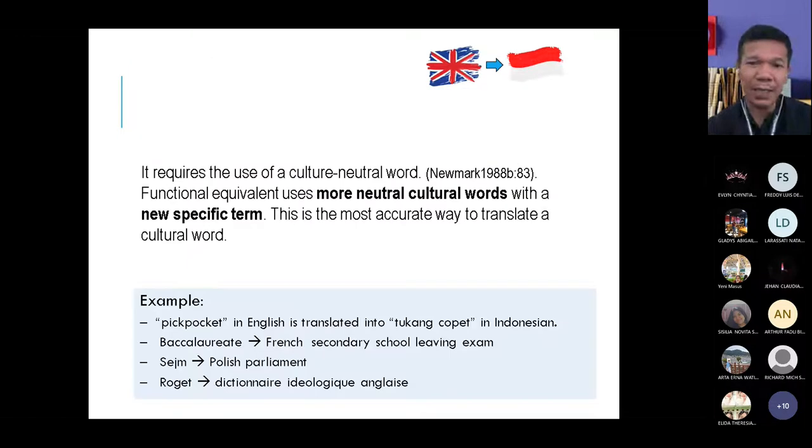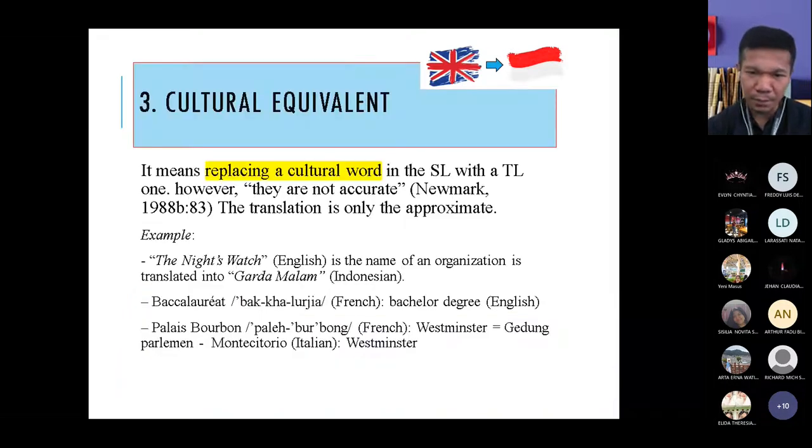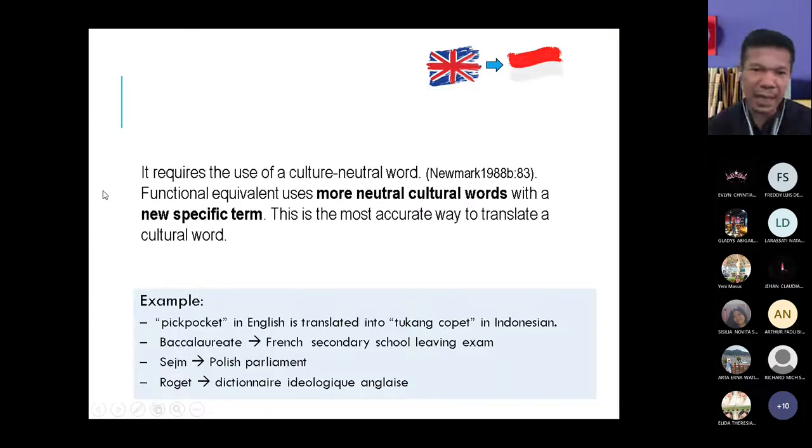Here we can say it is a more natural cultural word, which means this is not specifically for names. Cultural equivalence means the names of institutions, the same building, the same name of activity. But here we can say this is the name of a person, right? Pickpocket is translated into tukang copet.